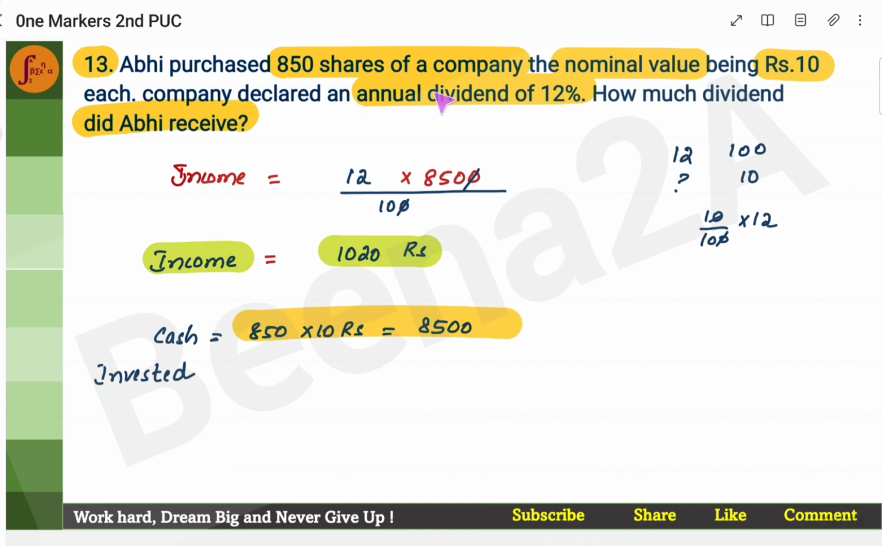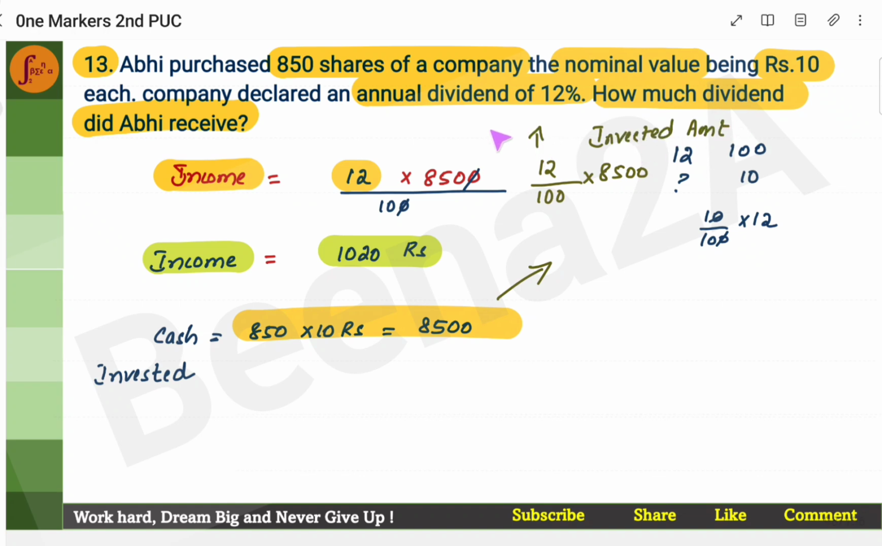And the company declared an annual dividend of 12%, right? So how much dividend did Abhi receive? That means income only. How much income? Dividend or income, 12%. So same formula. Dividend by share value, 100 rupees. You put the face value as 100, and the cash is 8,500 rupees. This is the invested amount. And this is the dividend. So how much income will he get? He'll get 1,020 rupees as dividend.